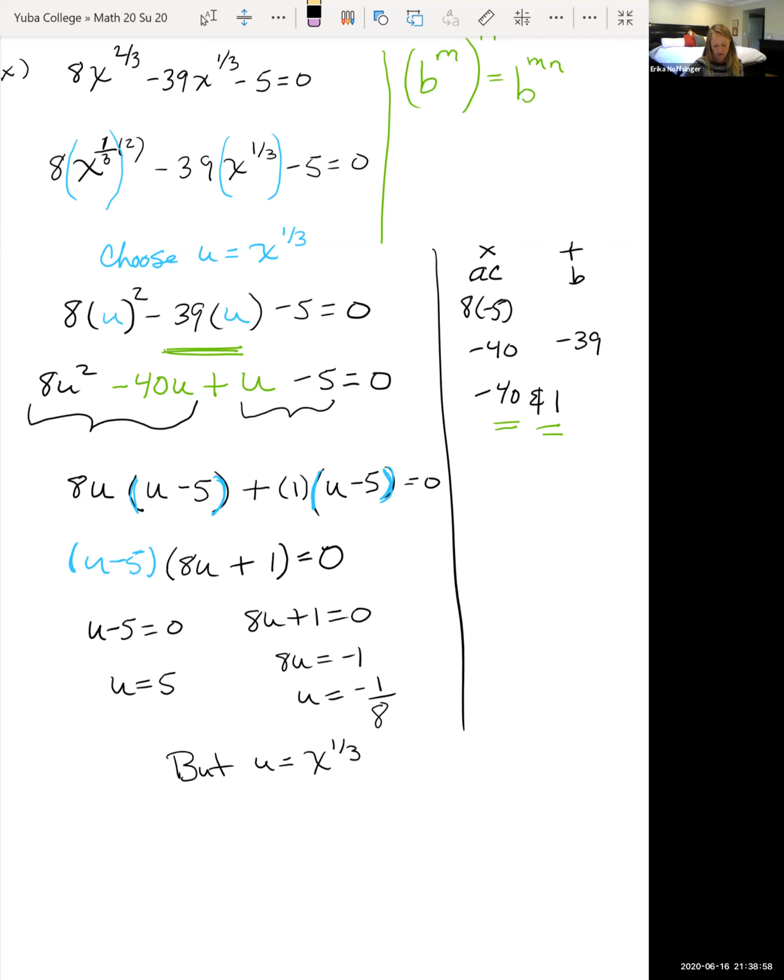So we want to solve for x. And we know u is equal to x to the 1/3. And so we can go in here and substitute it in. So let's look at when u is 5. So we have 5 is equal to x to the 1/3 power. And we also have -1/8 equals x to the 1/3 power. It doesn't matter what side, we could have done the other side.